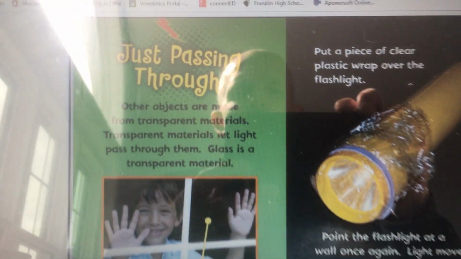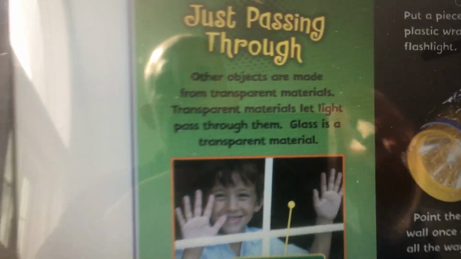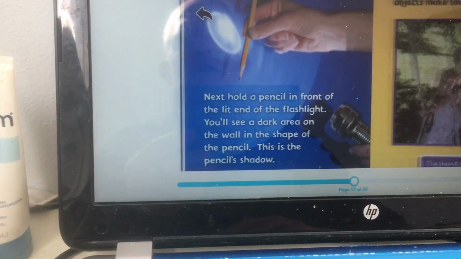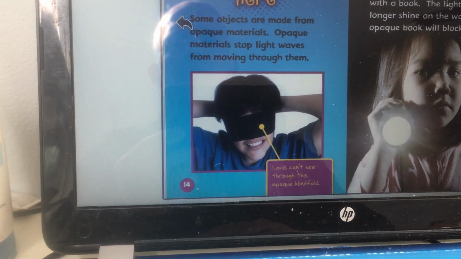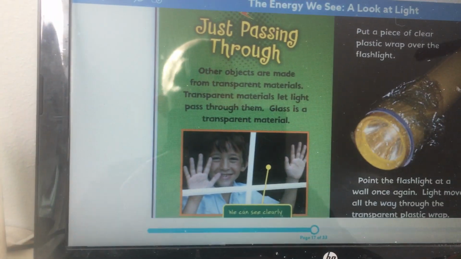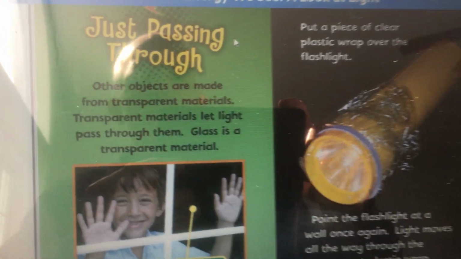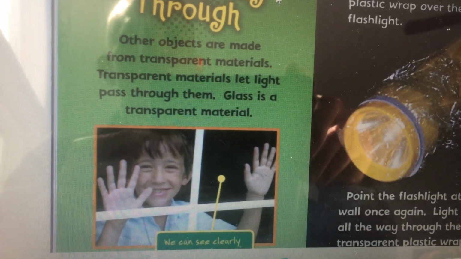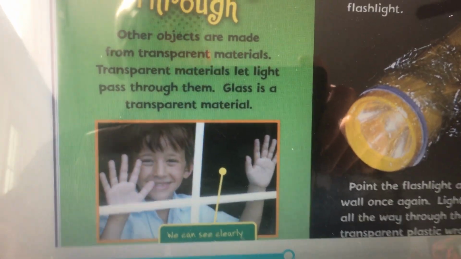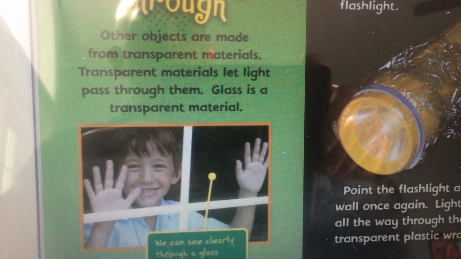Oh, new subtitle, just passing through. So the previous subtitle was Light Stops Here, and that was about opaque objects. The new subtitle, Just Passing Through. So this must be about light that does pass through objects. And it says, other objects are made from transparent materials. Transparent. How many syllables is that?